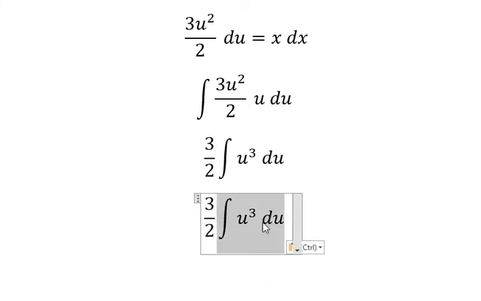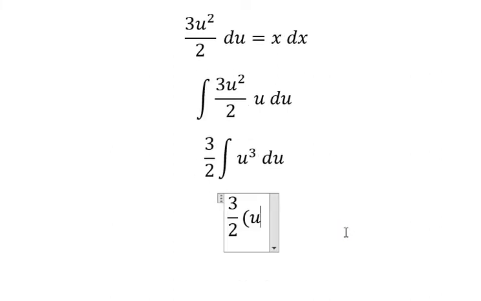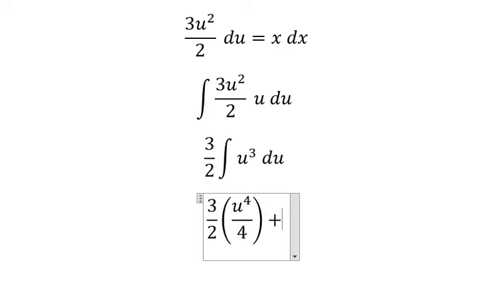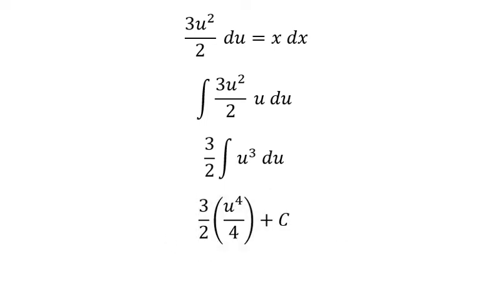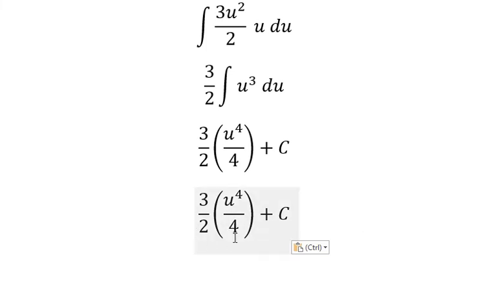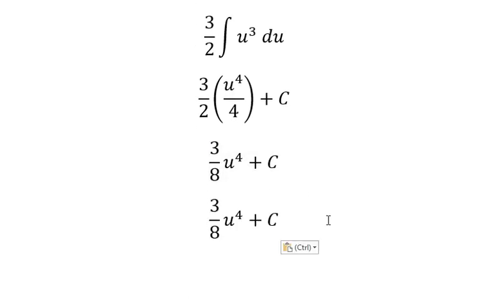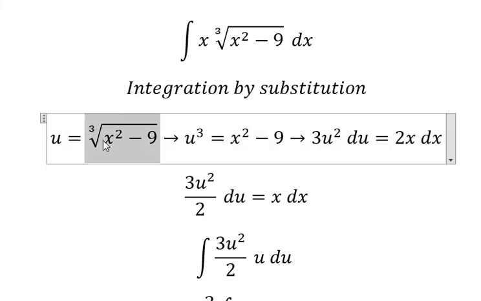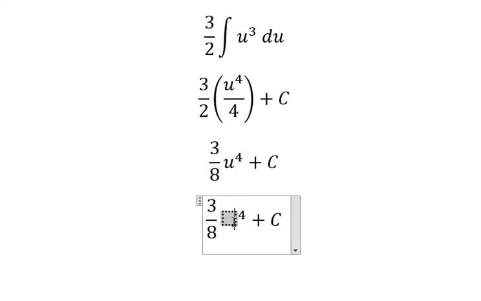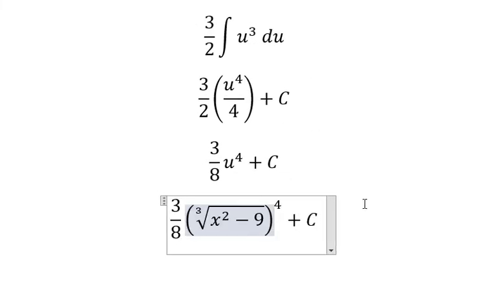The integration of this one, we have u to the power of 4 over 4, and we put c. Number 2 and number 4, we have number 8. About u, that is this one. So we put this one going here, and we have the final answer.